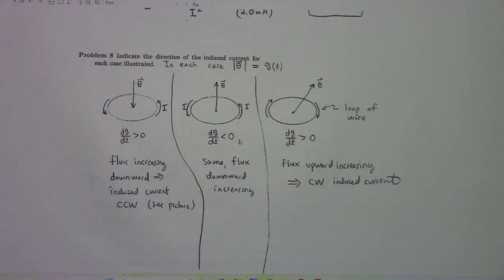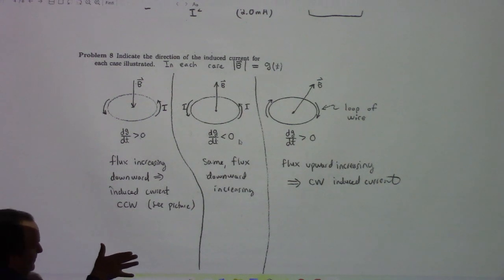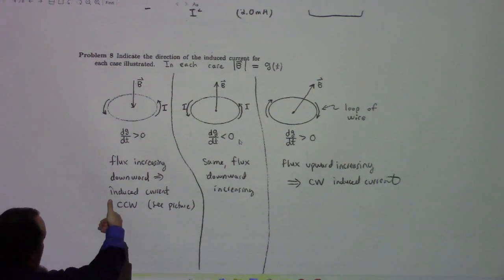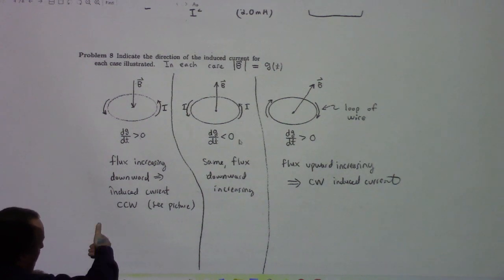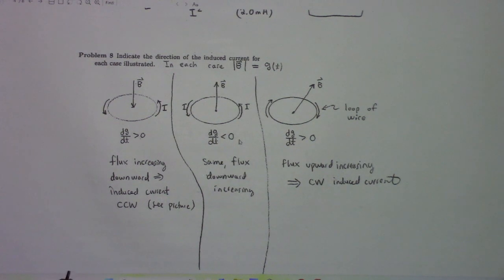Anyway, problem 8 rather, find the direction of the induced current for each case illustrated. In each case the magnitude of the magnetic field equals some function g of t. So I've written the direction here, and I'm giving how the magnitude is changing. Magnitude increasing, magnitude decreasing, magnitude increasing. So if the magnitude's increasing in the downward direction, then I need to have the current flow in this way to make an upward, opposite magnetic field for the induced magnetic field. And so this is the answer.